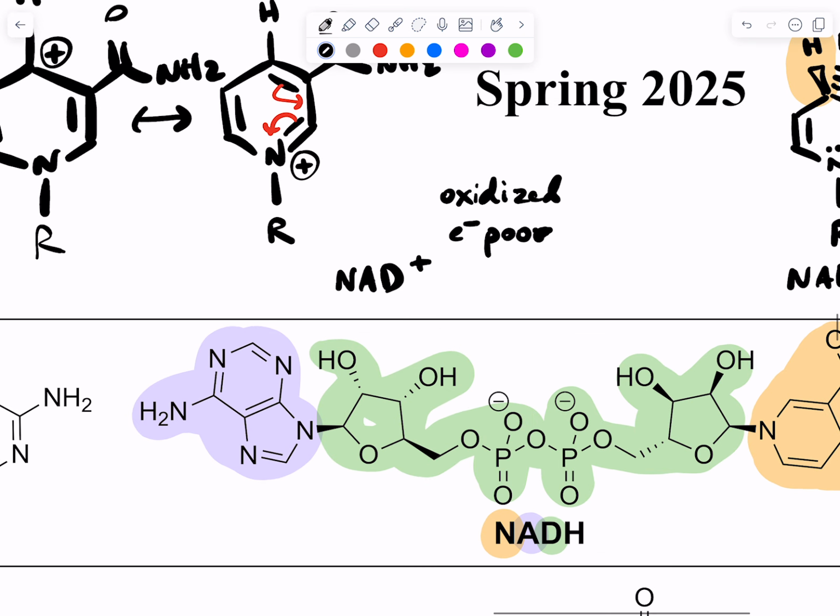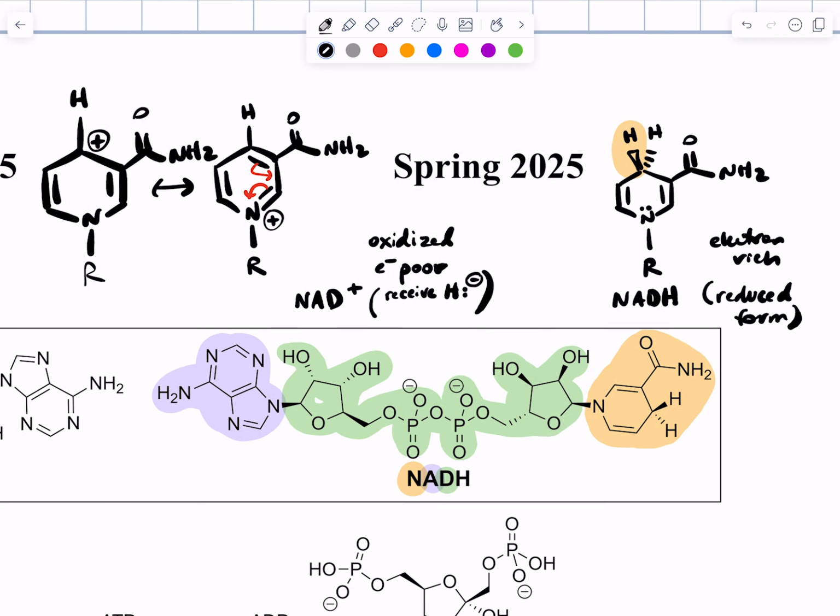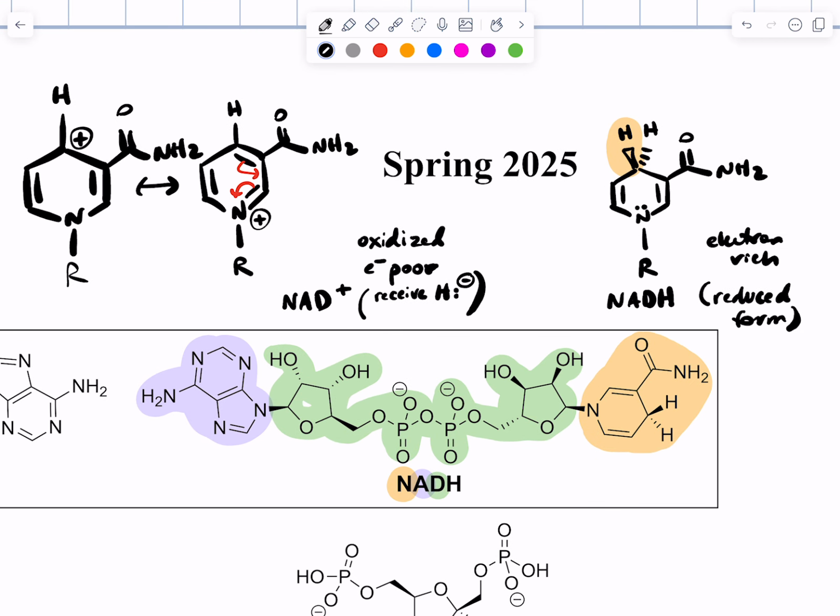So NADH can receive hydrides. It can receive hydrogen and 2 electrons. It can receive a proton and 2 electrons. NADH can deliver a hydrogen and 2 electrons.